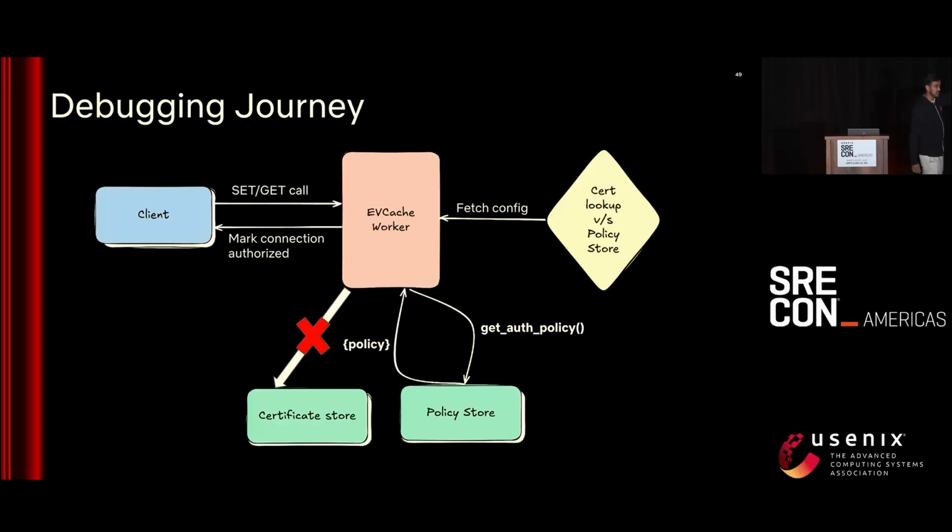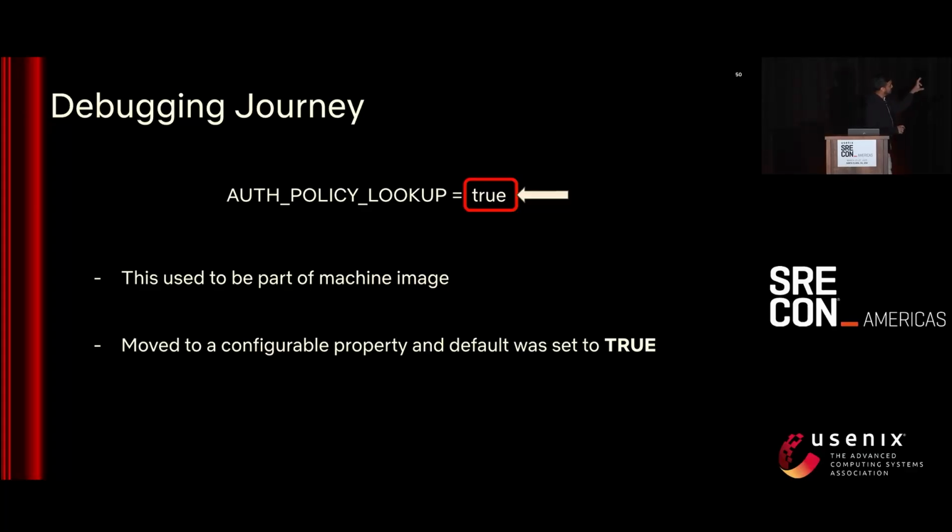So the clients were still getting served, but lots of CPU cycles were getting wasted in those get auth policy calls. Now this begs the question, what could have changed? It turns out that when we upgraded to the higher build number, the n+1th build, we changed a key way in which this config is fetched. This config used to be part of the machine image, but with the upgrade, this config got moved to a configurable property, which was accidentally set to true. And this simple config change triggered havoc on the clients.